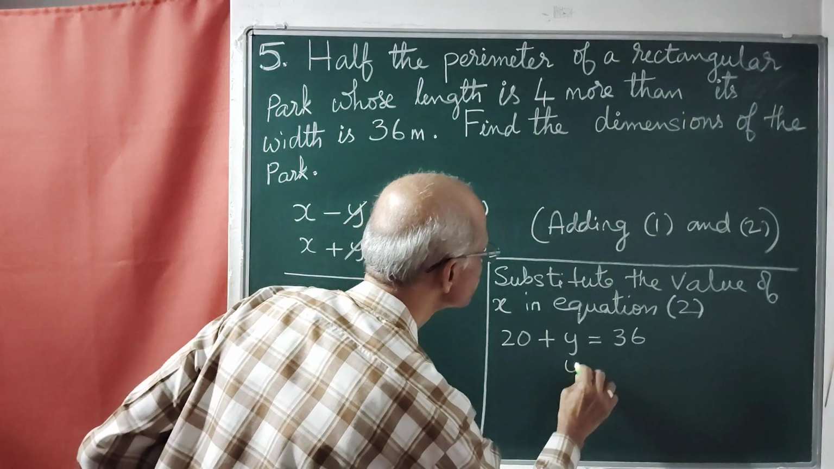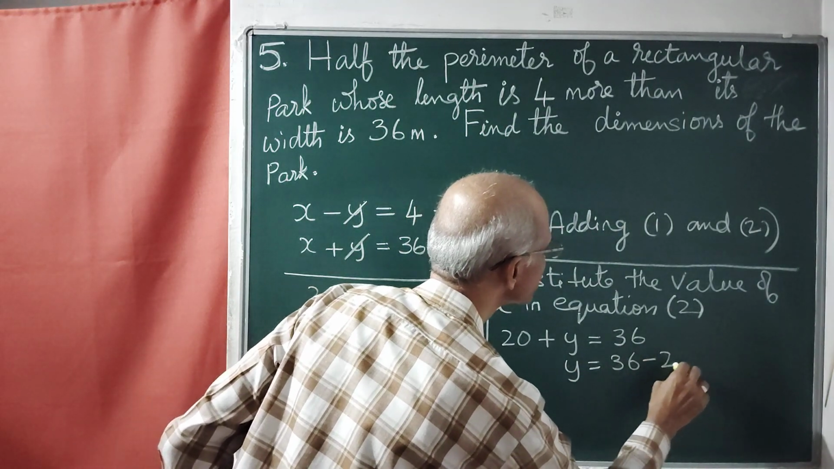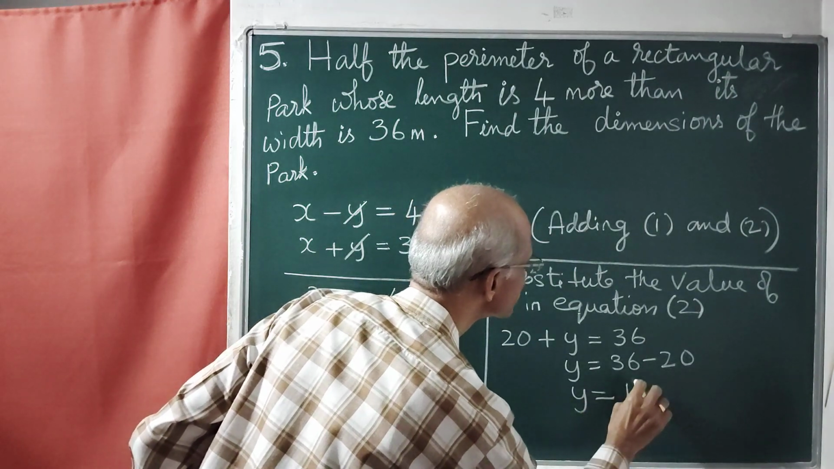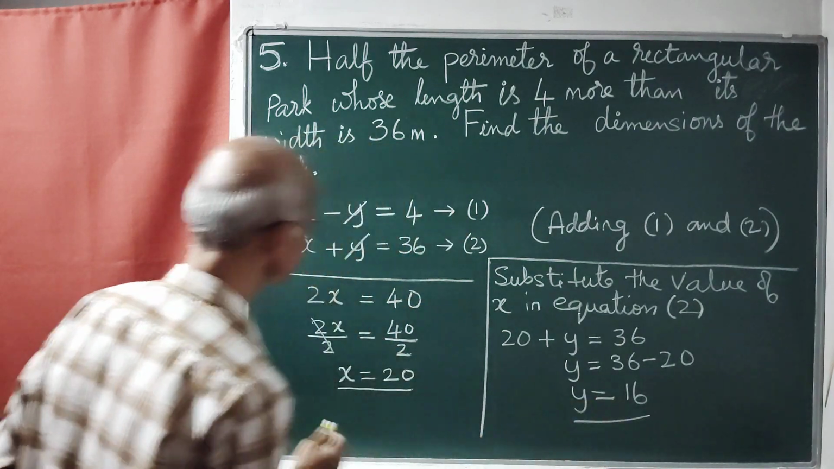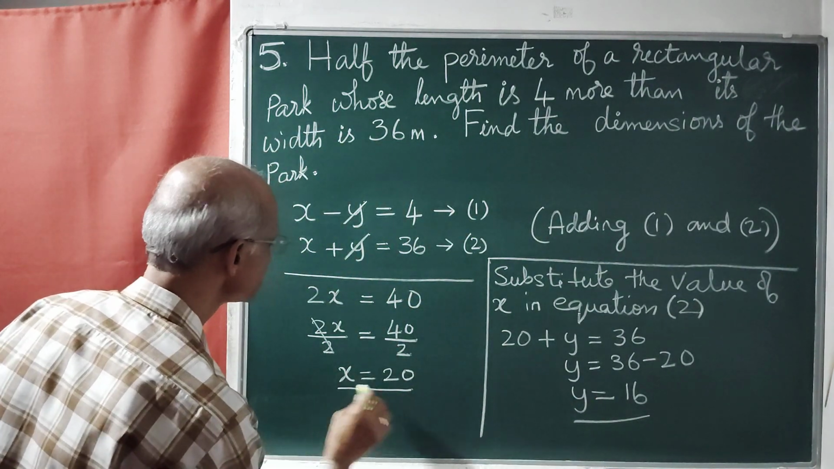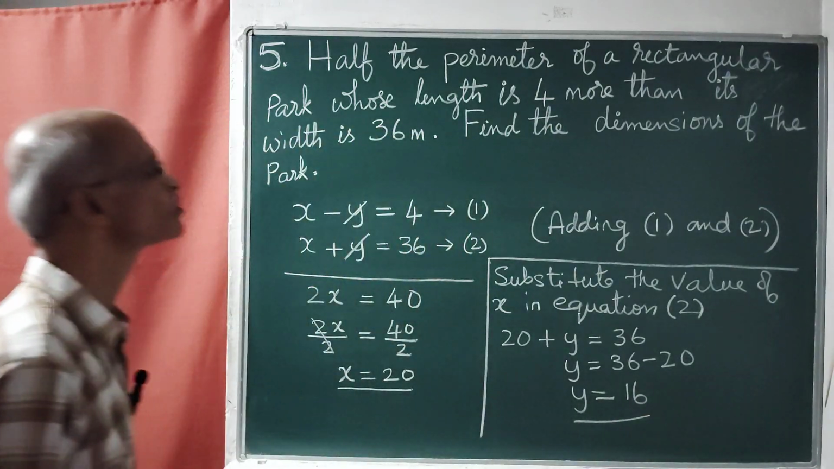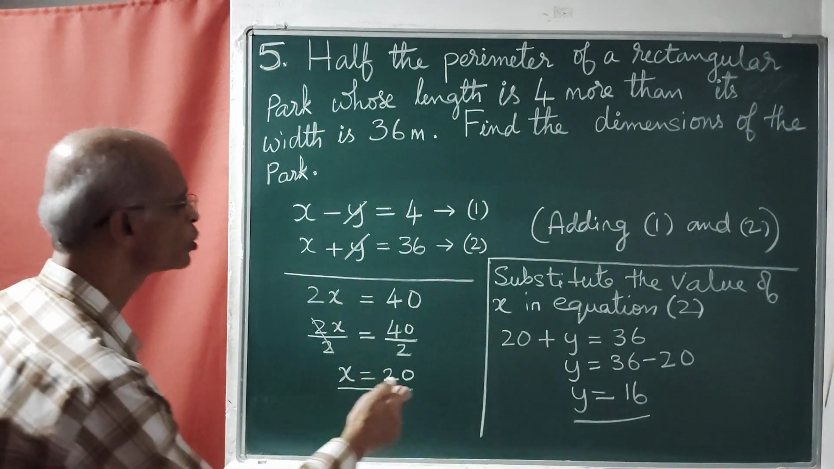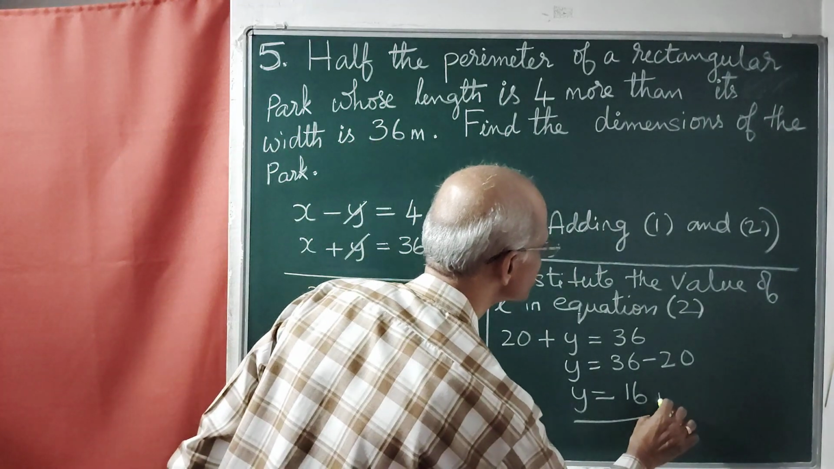y will be equal to 36 minus 20. So y will be equal to 16. x is equal to 20, y equal to 16. So the length of the park is 20 meters and the width is 16 meters.